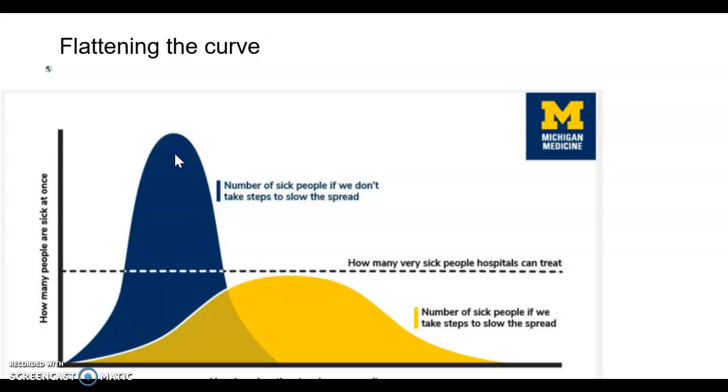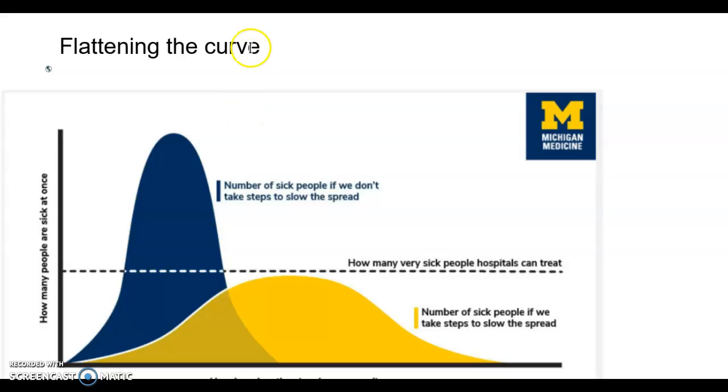This is supposed to represent a function if we don't do anything. If we were just to let the coronavirus run its course and we still went to school, we still went shopping and did everything, then what's important to notice here is this broken line, which says how many very sick people hospitals can treat. So that's a maximum right there. And if you look, if we do nothing, our maximum far exceeds the maximum that hospitals can treat.